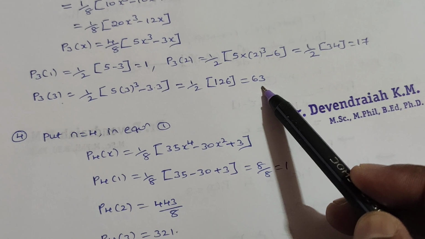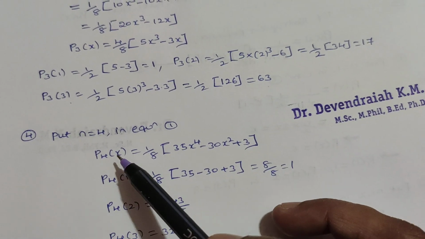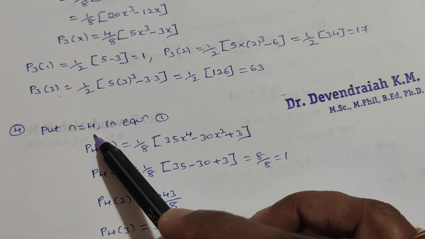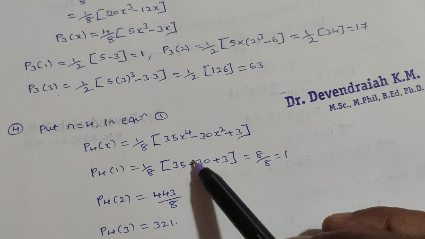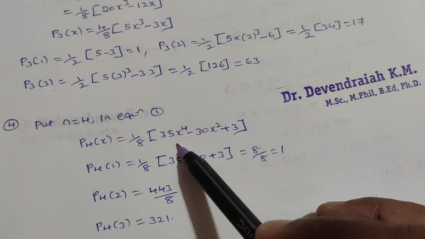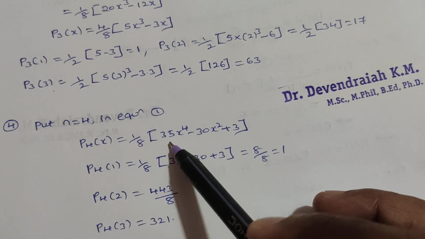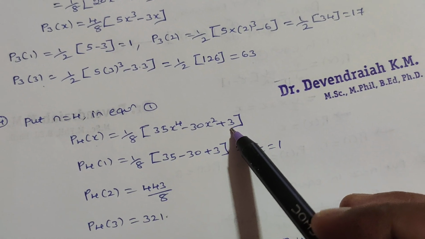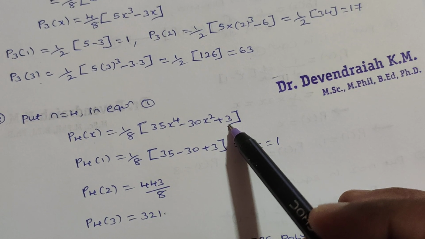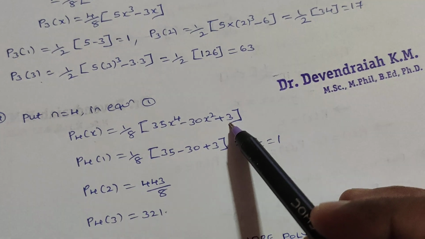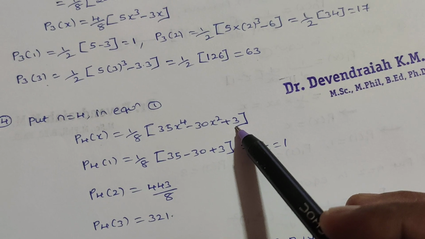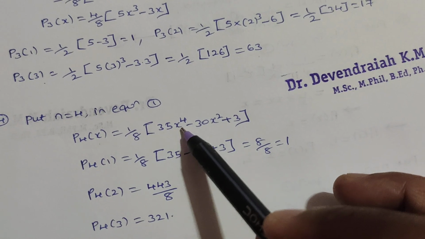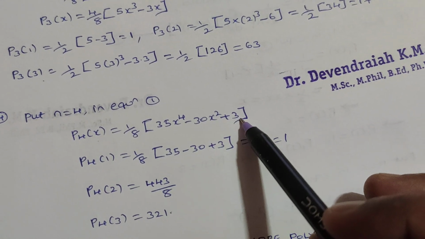Similarly, we determine the value P4 of x. In this case, n value will be equal to 4, and the fourth order derivative value will be equal to 1 by 8 into 35x to the power 4 minus 30x square plus 3. Differentiate the function x square minus 1 to the power 4 four times. We observe the value as 1 by 8 into 35x to the power 4 minus 30x square plus 3.